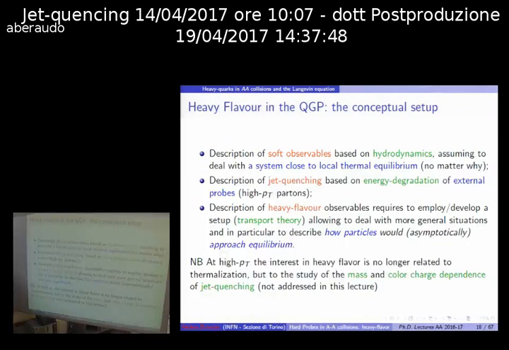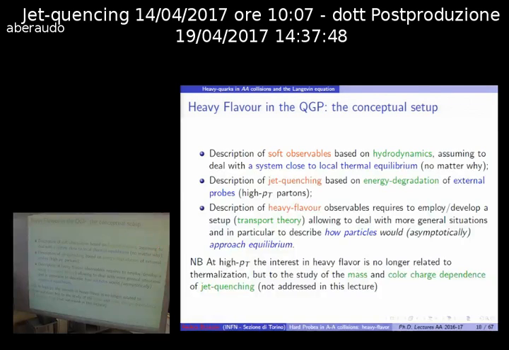Okay, so let us remind for a moment the conceptual setup in which we are working. We've seen that the description of soft observables is based on hydrodynamics. We had some lectures on hydrodynamics. It means that in this case we are assuming to deal with a system close to local thermal equilibrium, no matter why it reached such a stage, okay?